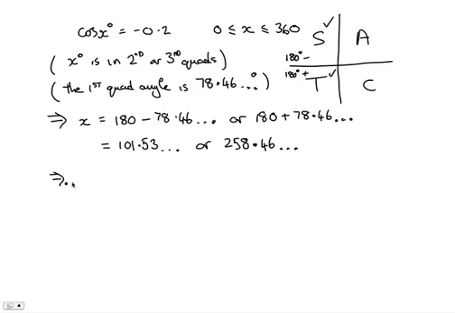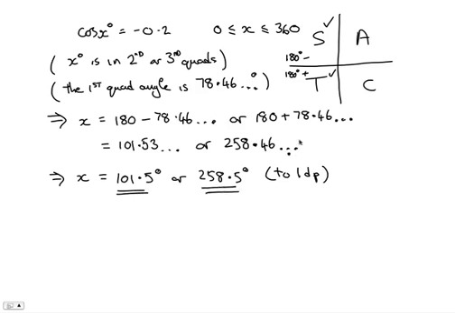And therefore, normally the accuracy we write answers to when we're working with angles is usually 1 decimal place. So we have 101.5 degrees or 258.5 degrees to 1 decimal place. Actually, I shouldn't use degree signs in there. So these are the two solutions, a second and a third quadrant solution to this equation.